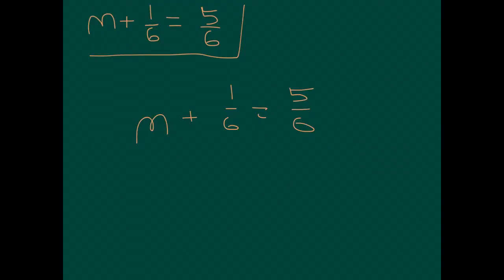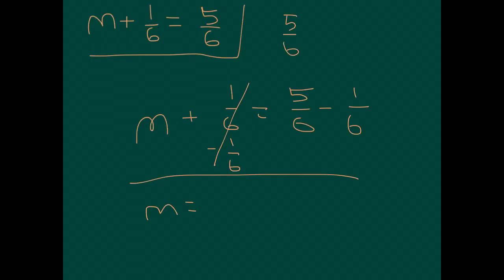So what you'll need to do is you're going to subtract 1/6 from this, and that cancels out, and so it will leave you with m. And so 5/6 minus 1/6 equals 4/6, which you could simplify to 2/3. So your answer will be 2/3.